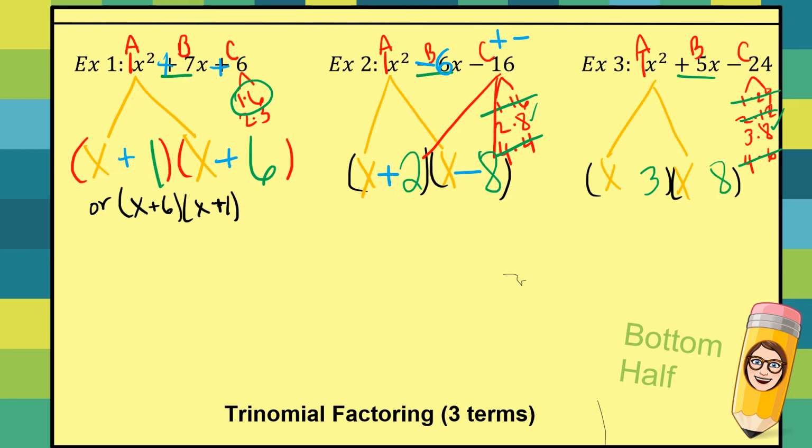But now I need to play the sign game again. If my two numbers have to multiply to be negative, I need one positive, one negative. If they have to add to be positive, I need a positive 8 combined with a negative 3. Again, I could do a little bit of scratch work to prove that I'm right. If I multiply that out, I would have the following, and if I combined like terms, I would prove that I am correct.